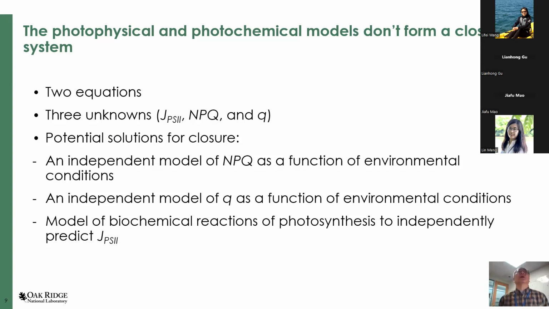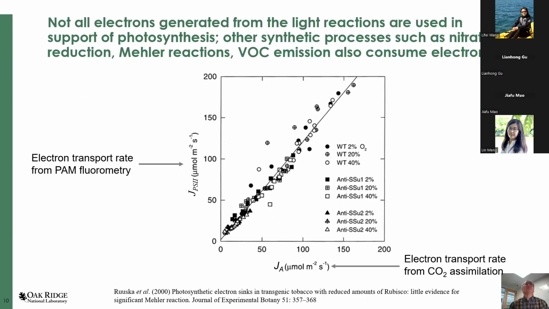All three solutions could work, but here we focus on the use of a biochemical model of photosynthesis because this solution allows us to predict variables of both light and carbon reactions. But before we talk about how to couple the photophysical and photochemical models with the biochemical model, we need to realize that JPS2 is the whole chain electron transport rate, and some of these electrons are used in processes other than CO2 reduction, such as nitrate reduction, Mehler reactions, and VOC synthesis.